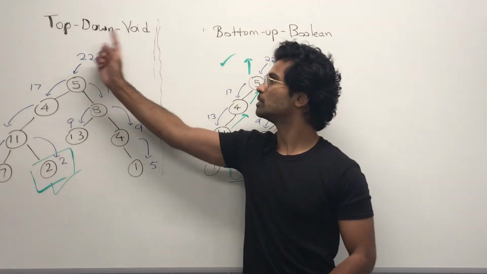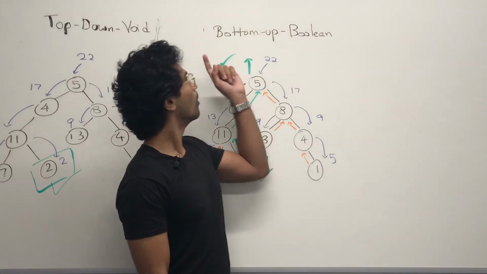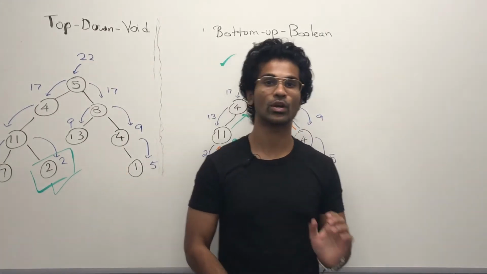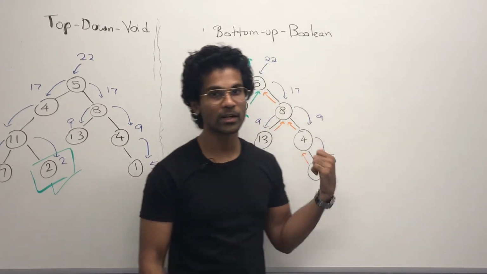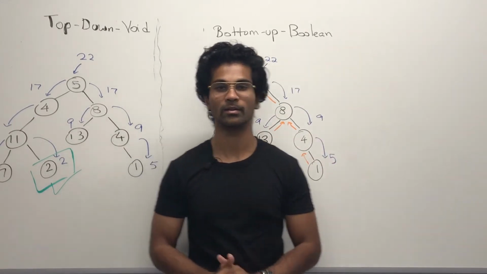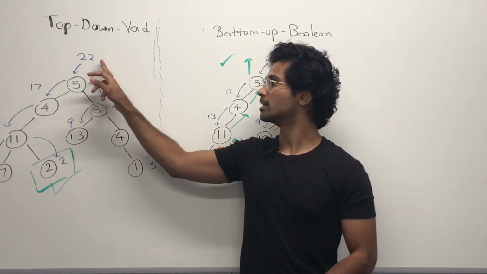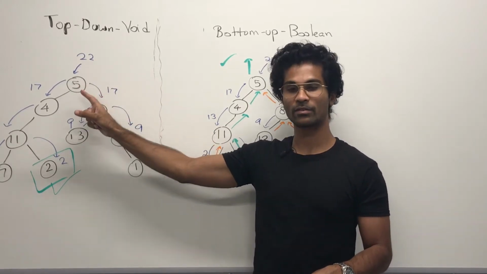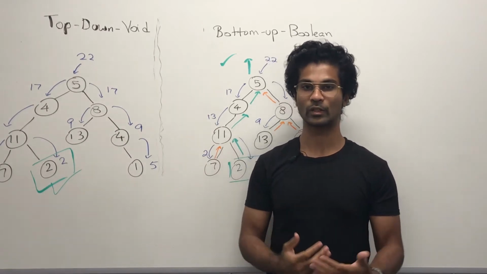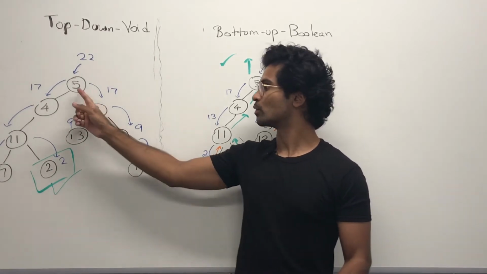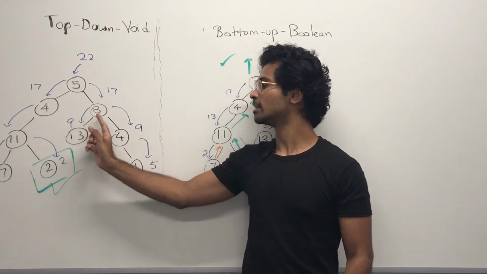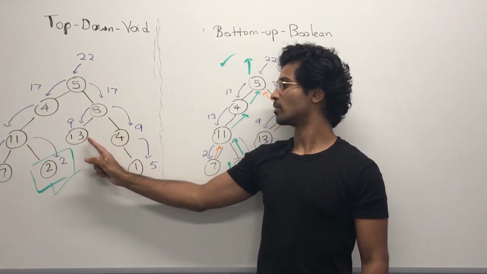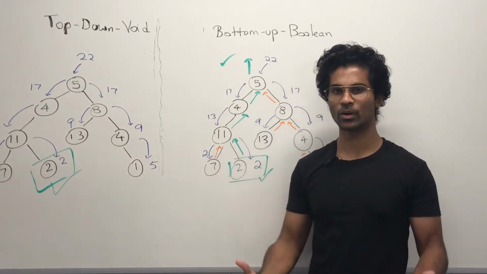So, top-down void versus bottom-up Boolean. What's the difference? Here, the return type is going to be void, whereas here, the return type is going to be Boolean. Here, we're going to pass the original sum down, so 22 is going to be given to 5, and 5 is going to subtract itself from 22 for its children. So 5 is going to give its left and right child 17, 4 is going to give its left child 13, 8 is going to give its left and right child 9, so on and so forth.